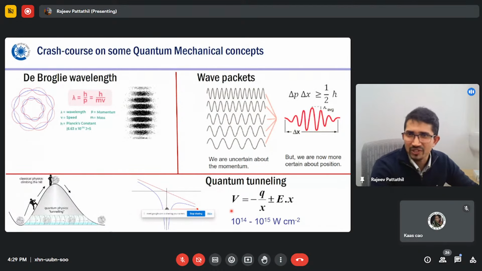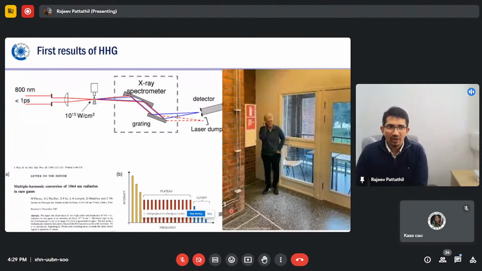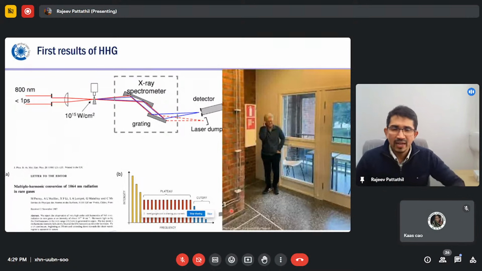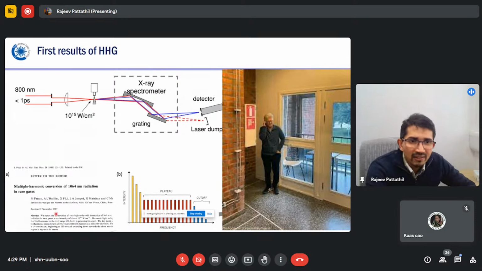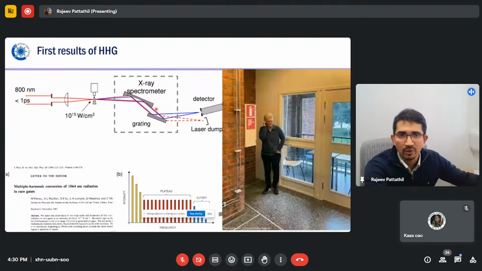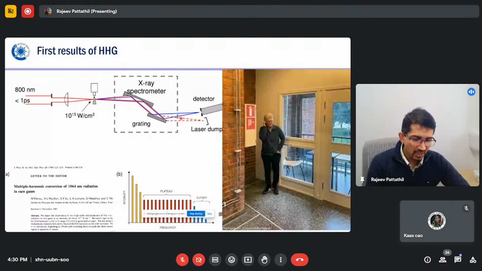high harmonic generation. So now everything is there to produce our first high harmonics: you have the short pulses, you have the intensity, and you know how tunneling works. This is basically what Lullier did back in the late 80s, 87 actually. She produced the first high harmonic spectrum, and this was the paper where she reported it. Basically, you start with a laser, you have a gas jet, the intensity is not very high, and you have a spectrometer with gratings, and you look at the different wavelength components coming out of it.